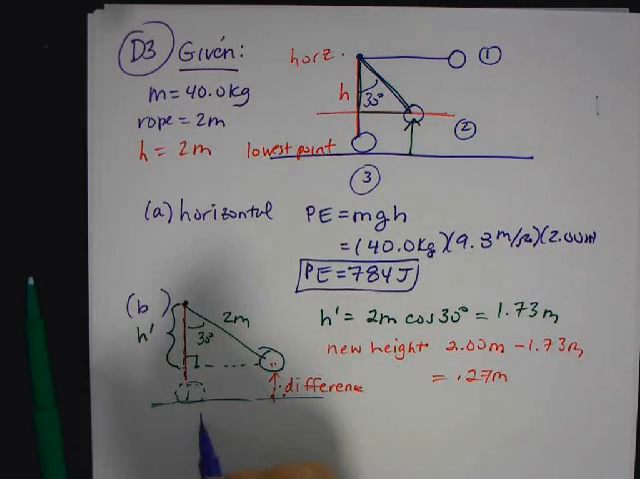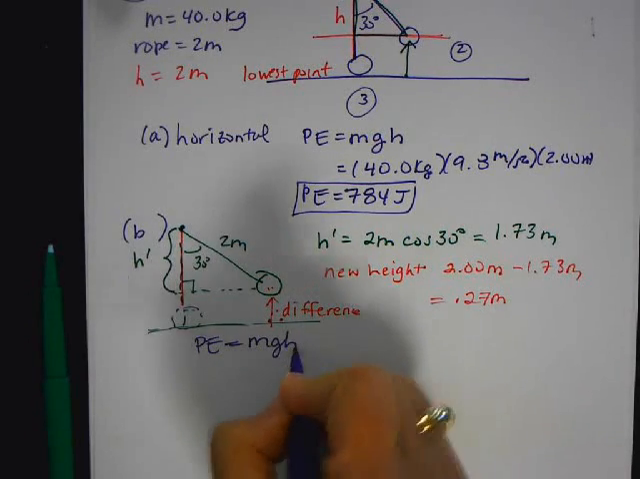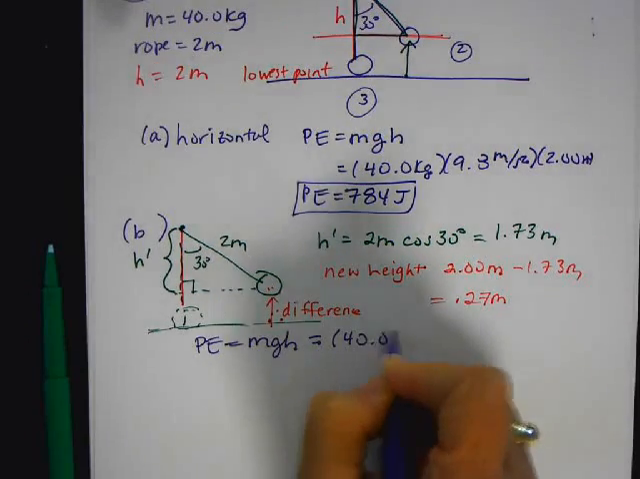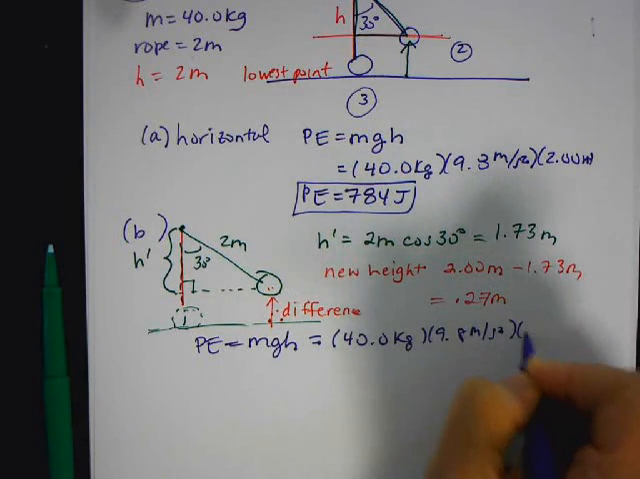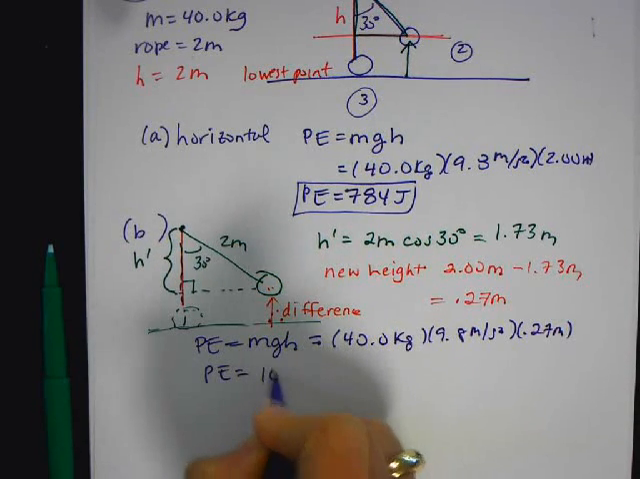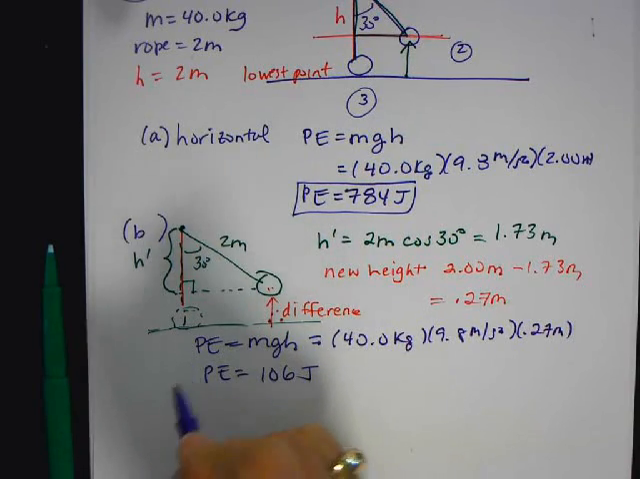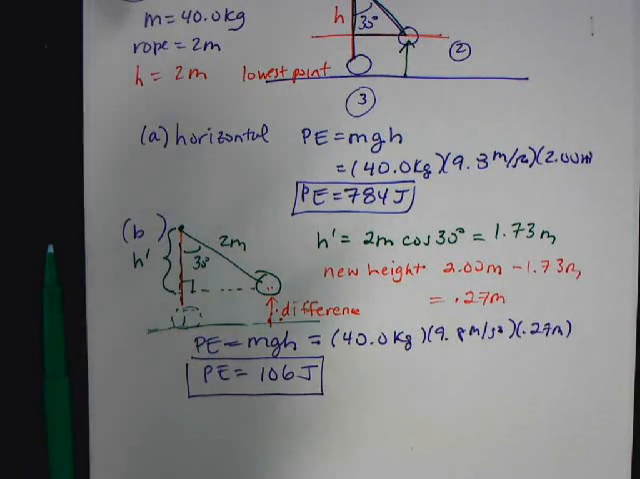Because the physics is just potential energy equal to mgh, which is equal to 40 kilograms times 9.8 meters per second squared times 0.27 meters. So the physics is just 106 joules. That's the physics, mgh. But again, the geometry and visualization, you really can't do this in your head, can you? You have to draw a picture, right?